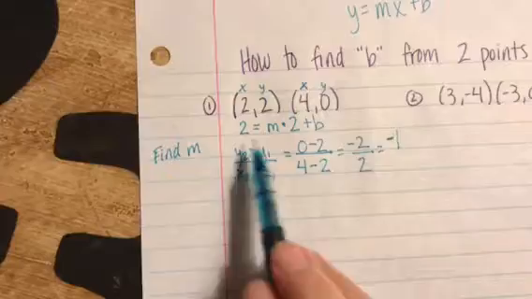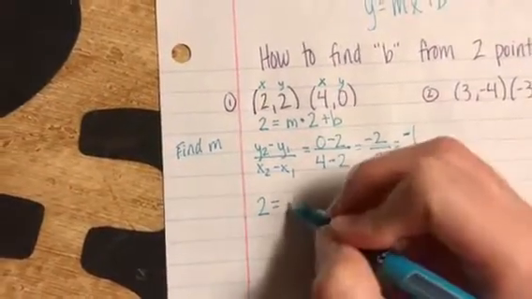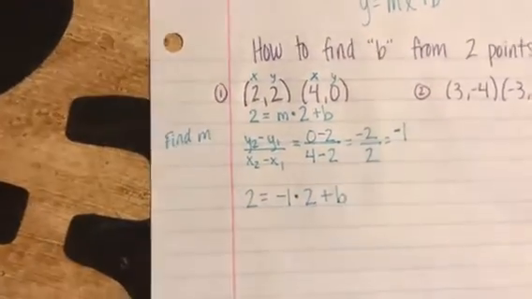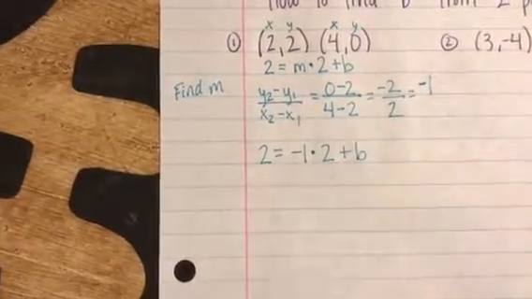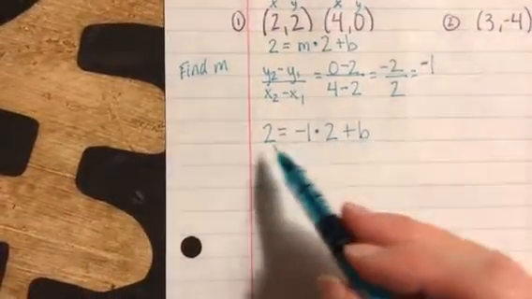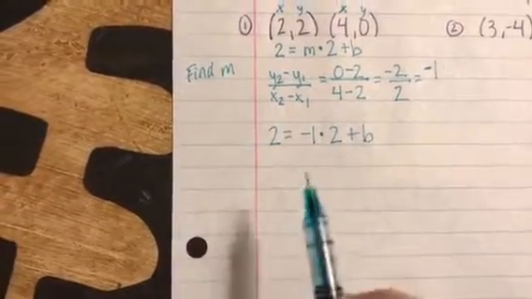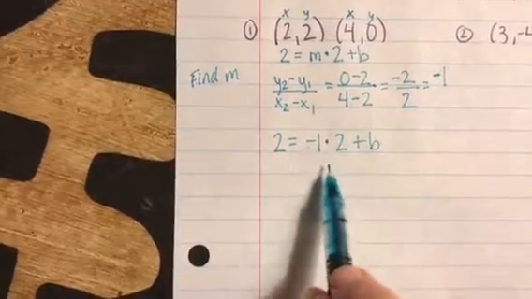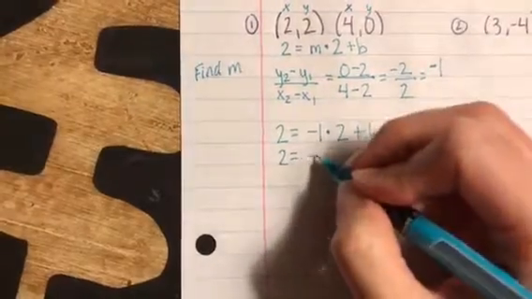All right, so now I can plug m into my equation. So I have 2 equals negative 1 times 2 plus b. Now I need to figure out what b is. So I'm going to simplify wherever I can, solve anything that I already know I can solve to help me make the equation as simple as possible before I try to figure out what b is. Right now, that means the only thing I can do here is this multiplication. So negative 1 times 2 is negative 2.